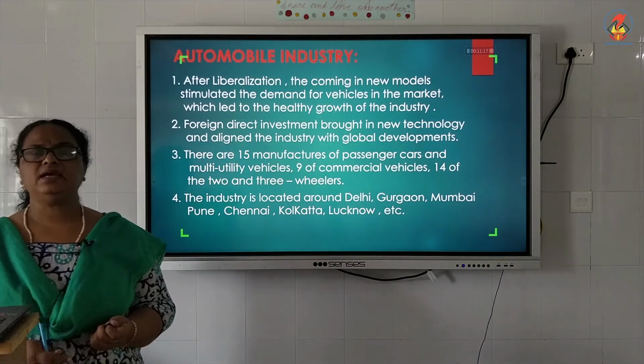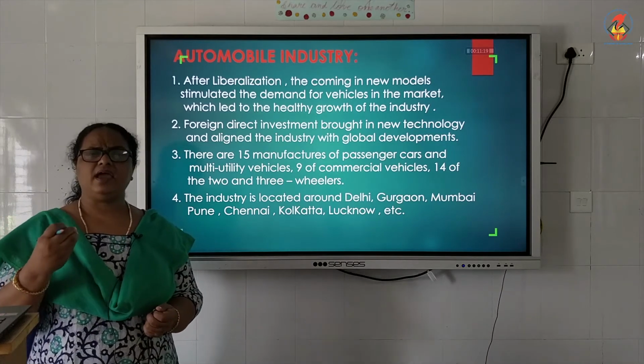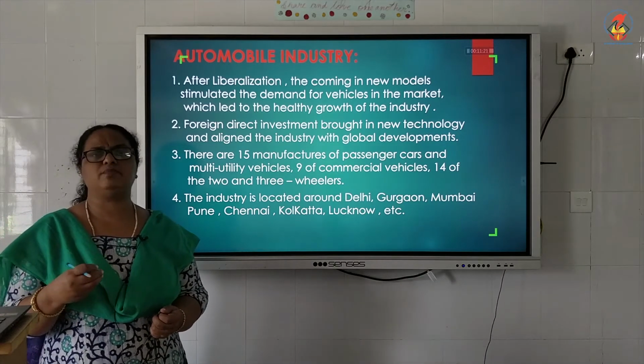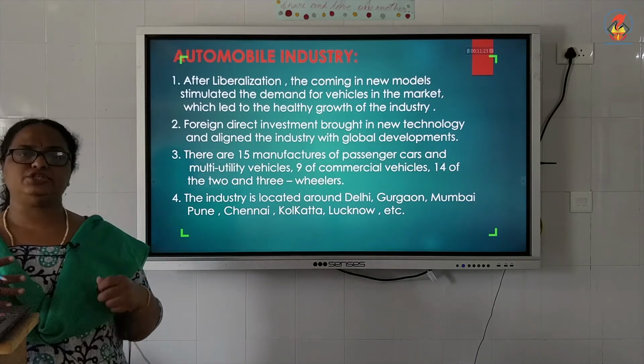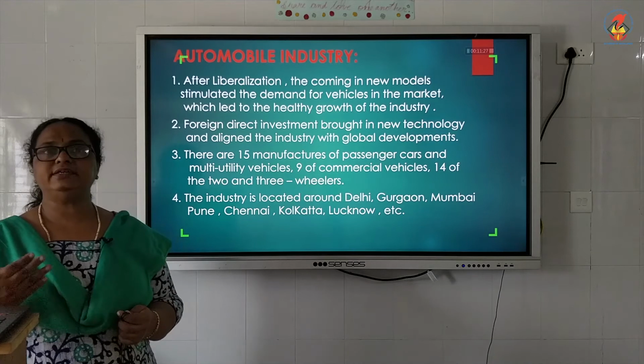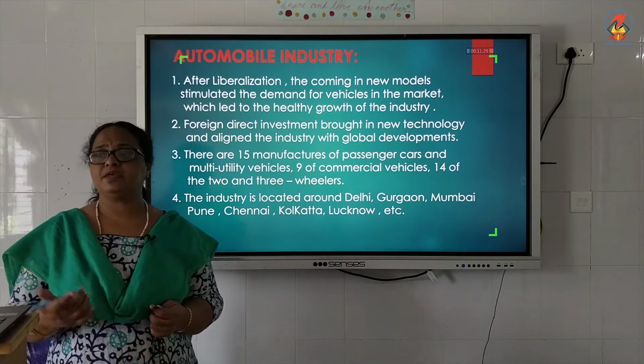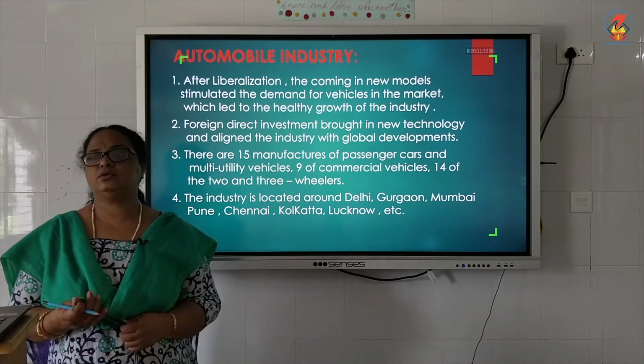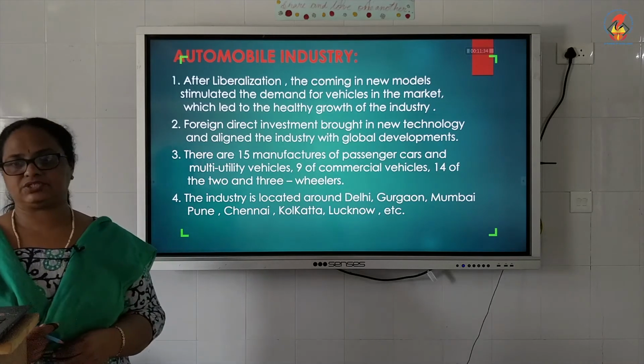Now we understand, each and every one has a tendency to buy different varieties of new model cars. Understood? So naturally, the demand for vehicles has gone up, and so naturally there is growth in the automobile industries.